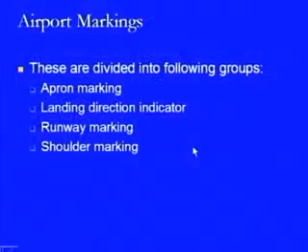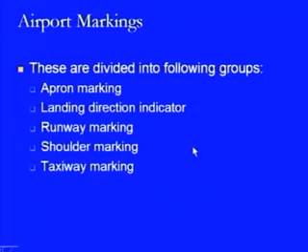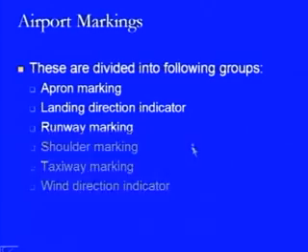They are perpendicular, they are angled, and they are used in all the components so as to define those things. If we look at the various types of markings, they can be grouped on the basis of the component where they are going to be provided. These are provided in the following groups: apron markings, landing direction indicators, runway markings, shoulder markings, taxiway markings, and wind direction indicator.